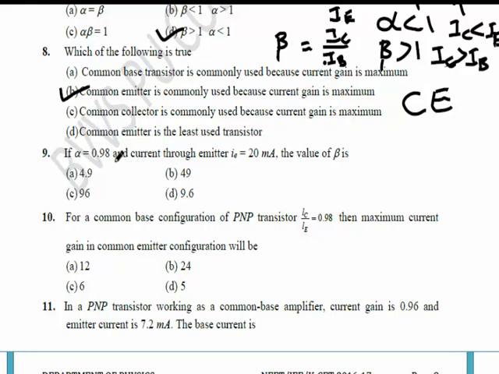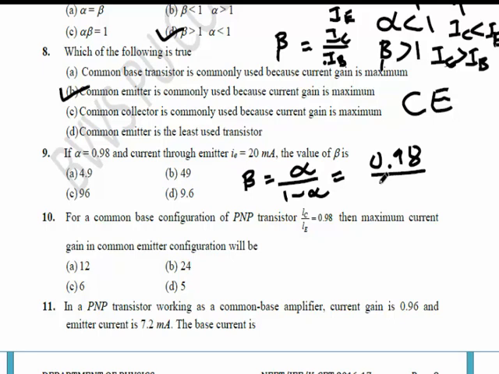If alpha equals 0.98, current through I is 20 milliampere, then the value of beta. Alpha is given, I is 20 milliampere. You have to calculate beta. So what is the formula for beta? Beta is written as alpha by 1 minus alpha. Substitute and do the calculation.